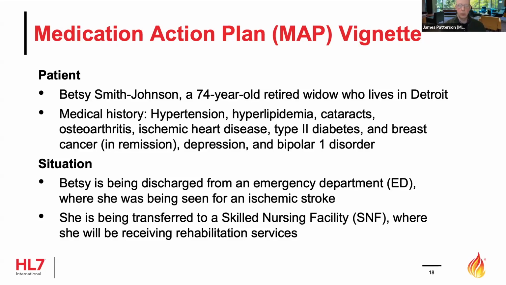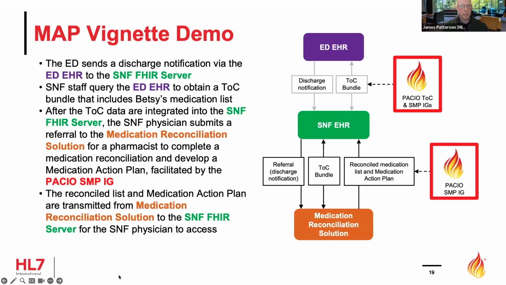So we'll be looking into those as we go through this upcoming situation, which is that Betsy is being discharged from the emergency department where she's being seen for an ischemic stroke. In this scenario, she is being transferred to a skilled nursing facility where she'll be receiving rehabilitation services. The vignette is going to include the ED sending the discharge notification to the skilled nursing facility, and that will include a transition of care bundle.